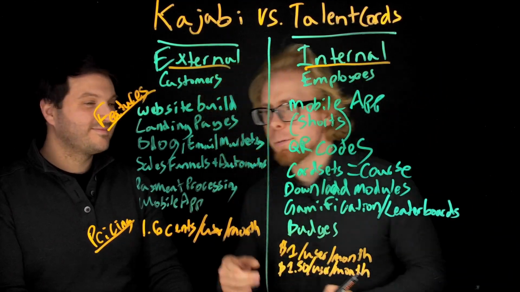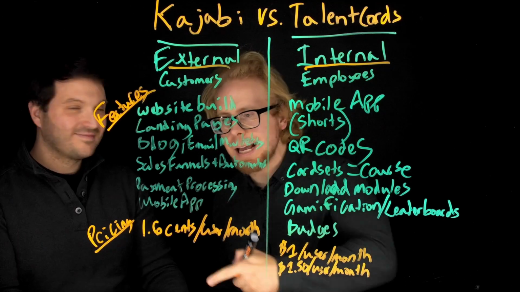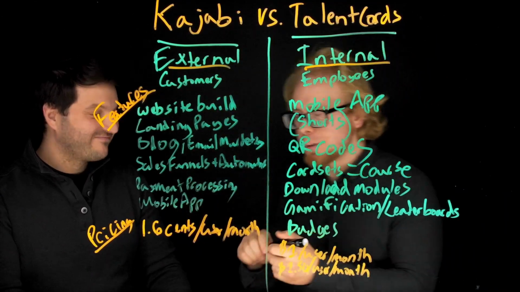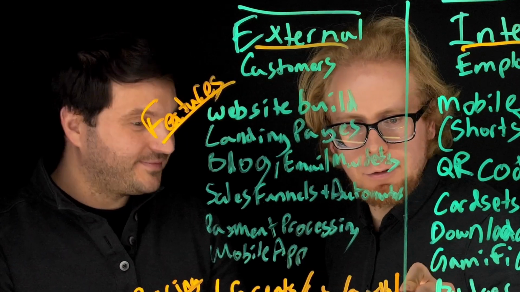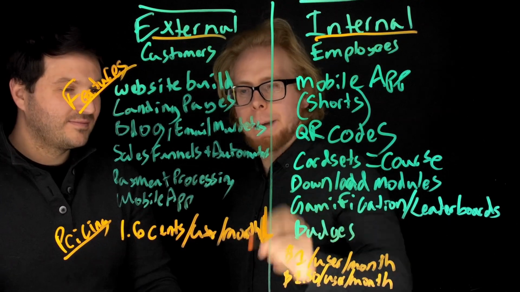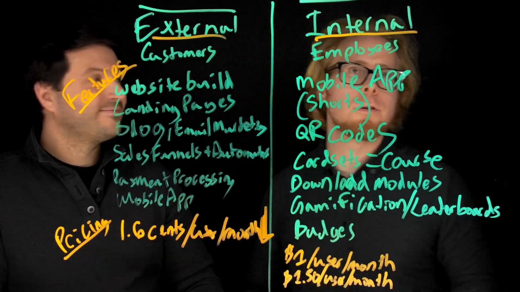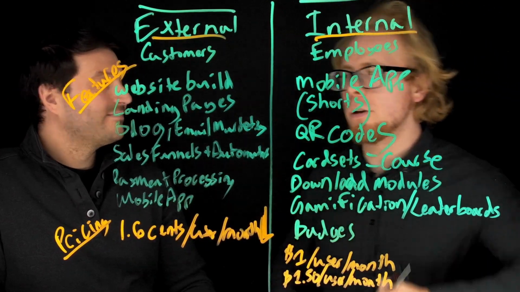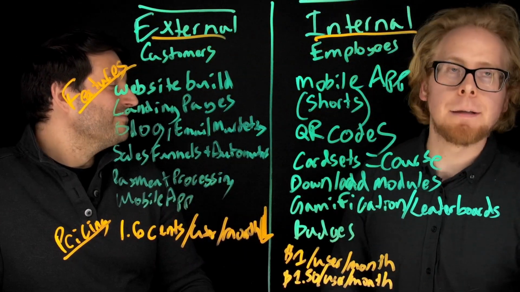That's why Kajabi, when we're talking about 1.6 cents per user per month, and this goes down, by the way, as you buy more advanced packages, this is just what we're paying because we pay for 10,000 active users. So this is the difference in pricing.